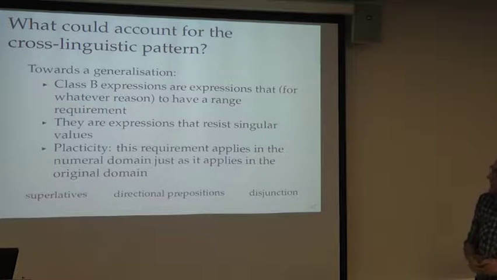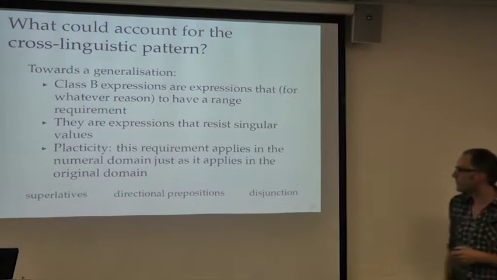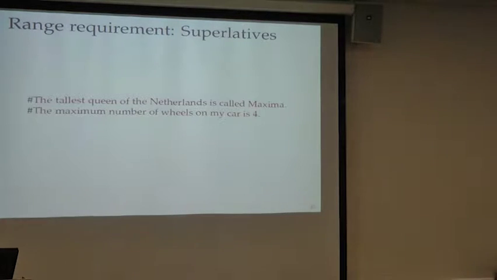So what it means then is if it has this requirement in its original domain, as soon as you transpose the meaning onto the numerical domain, that requirement will still be in place. And that will give you the effects that we've seen. So I'm now going to very quickly show you how that would work with superlatives, directional prepositions, and disjunction.